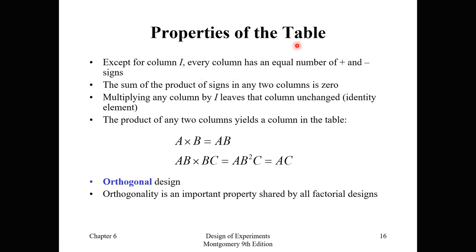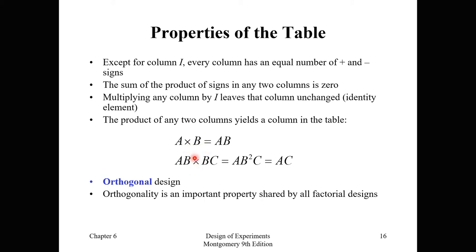So except for this identity column, every column has an equal number of pluses and minuses. Now if you add up the products of any two columns, this is 0. So that is, pick the interaction columns, pick whatever, multiply any two columns together and then add them up, and you should get 0. Multiplying any column by the identity leaves it exactly the same. And then when you multiply any two columns, when you're multiplying the letters, anytime you see the letter twice, like B squared, it cancels itself out, so it goes away.